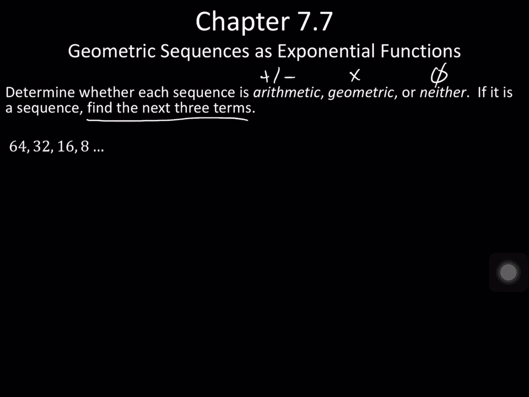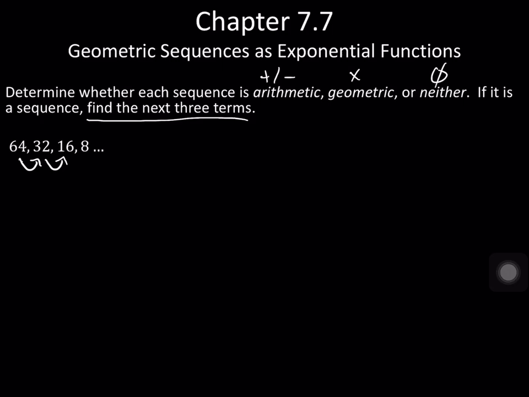All right, so here's our first sequence. I'm going to start playing with how I got from the first number in the sequence to the second number. We might say that we subtracted 32 to get from the first number to the second number, because one way to get from 64 to 32 is to subtract 32. But does subtracting 32 get me to the next number? The answer is no. So we're not going to add or subtract something. So this has to be either geometric or neither.